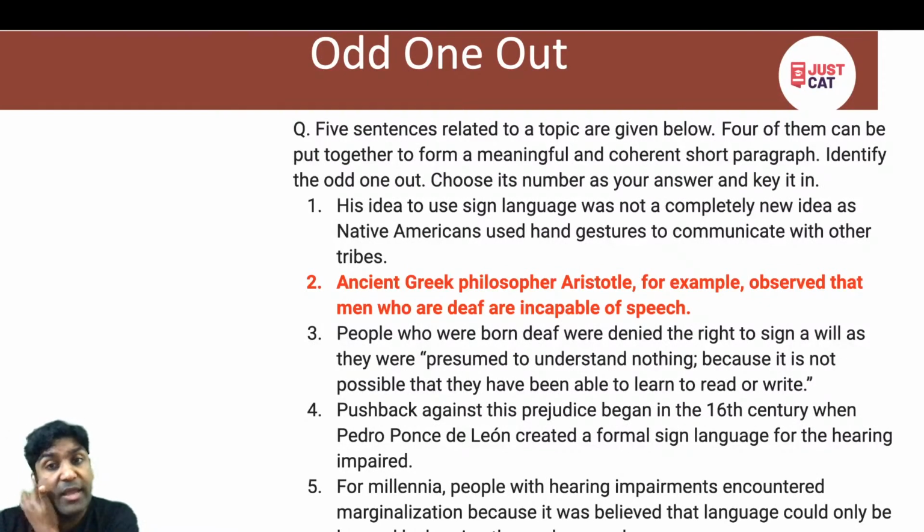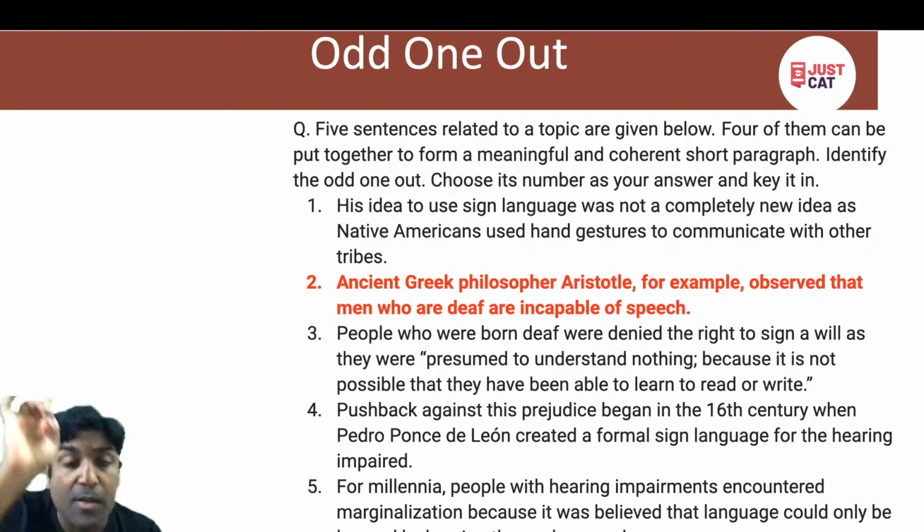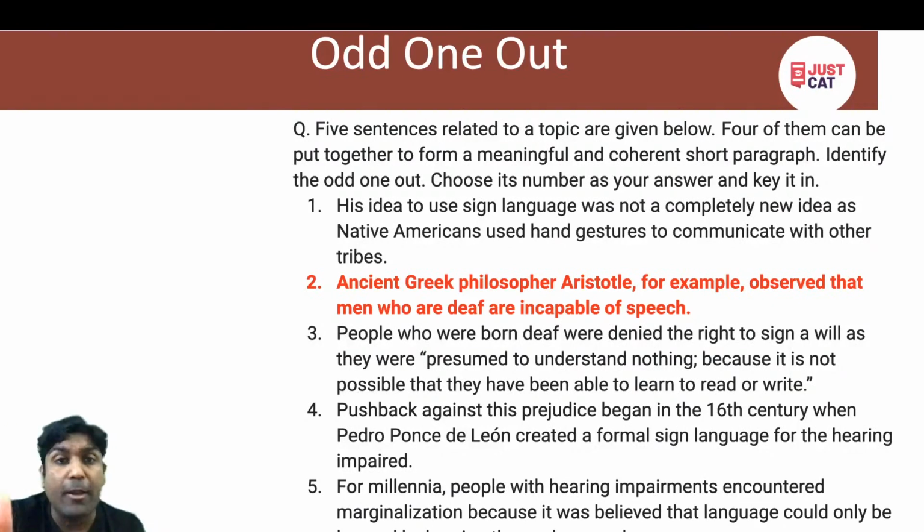People with hearing impairments encountered marginalization because it was believed that language could only be learned by hearing the spoken word. 5 comes first. Then comes 3. After 5, 3 gives an example. It gives more information. People who were born deaf were denied the right to sign a will, as they were presumed to understand nothing, because it is not possible that they have been able to learn to read or write.